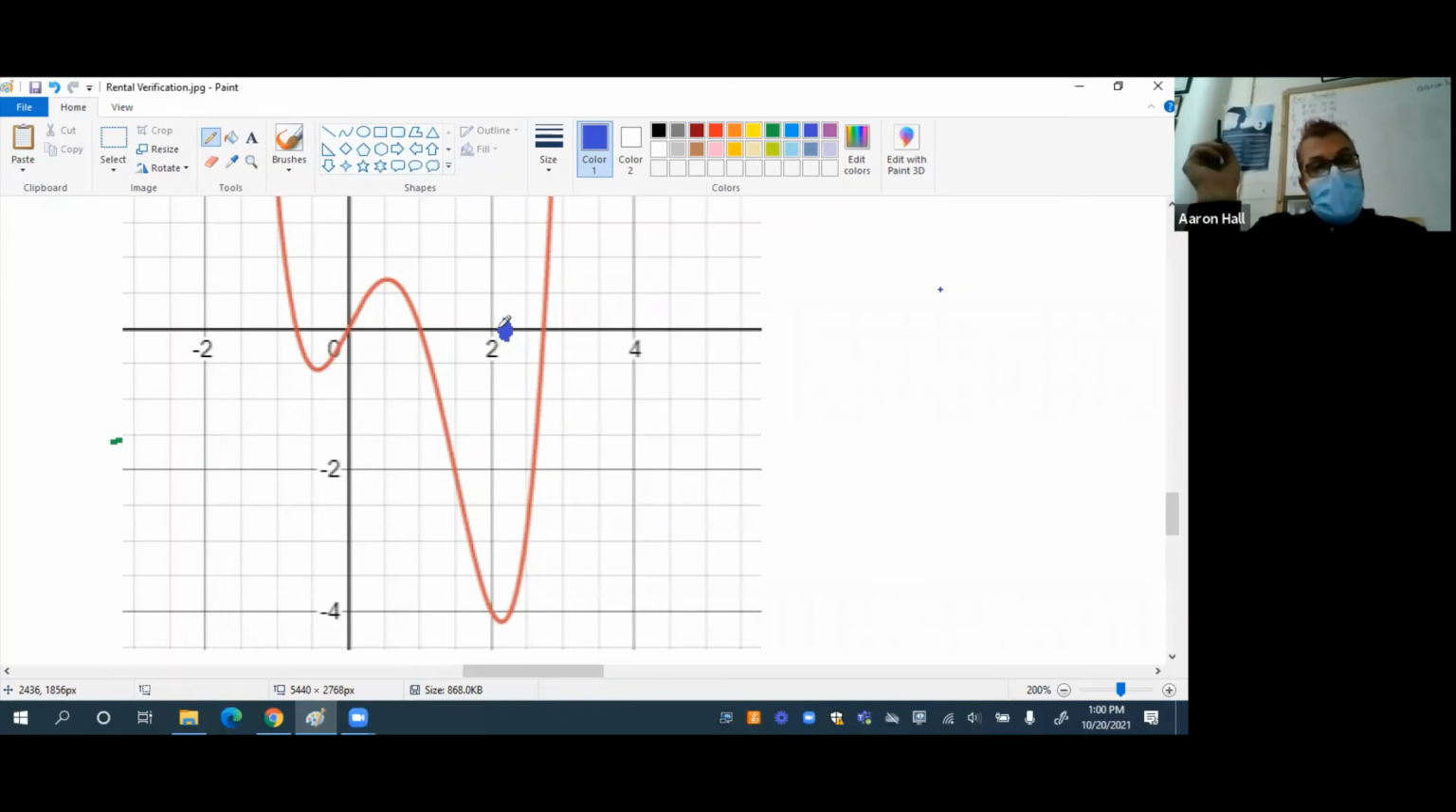Where else do I have a zero slope? About 1. Yeah, I agree with you. Okay. Yeah, about -1. That's my other one. All right. So we have 3 zero slopes.